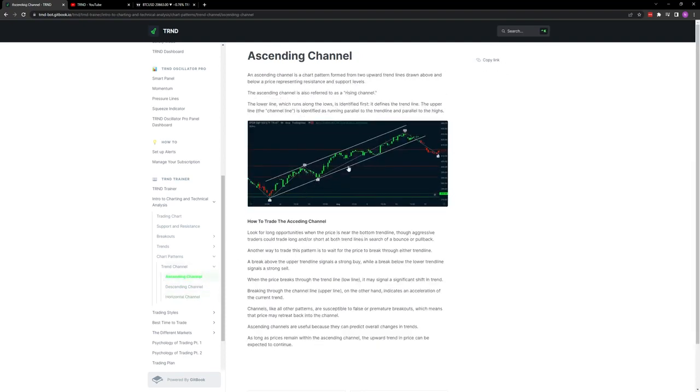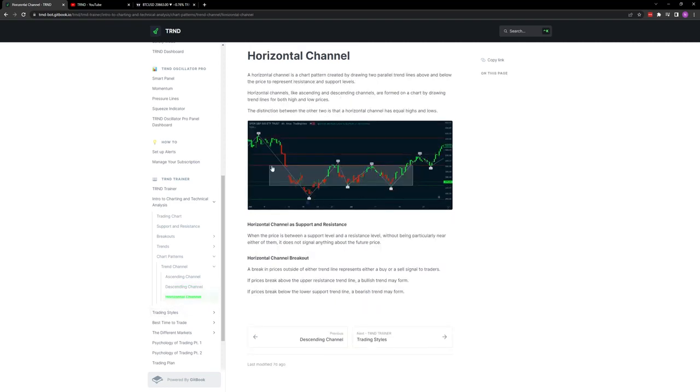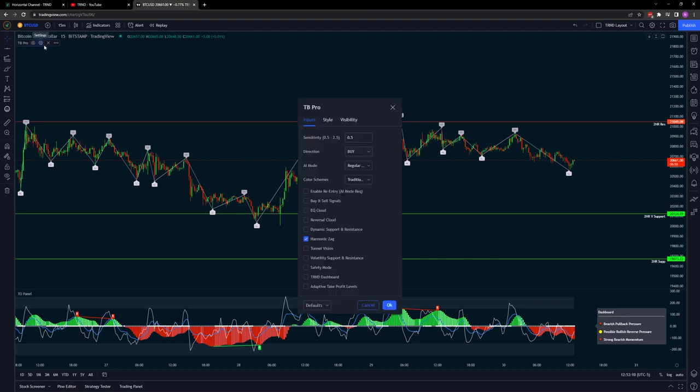You can use harmonic zag to help you identify, with the touch points, where the overall ascending channel is, or potentially the overall descending channel, or the horizontal channel. Now, harmonic zag used by itself isn't going to be powerful, like any of our indicators. We need to use multiple indicators together.